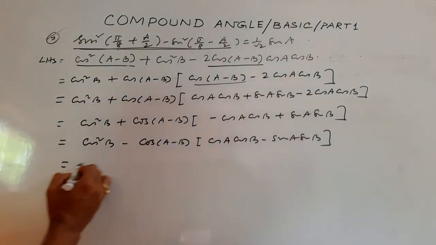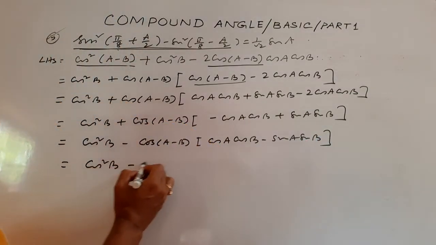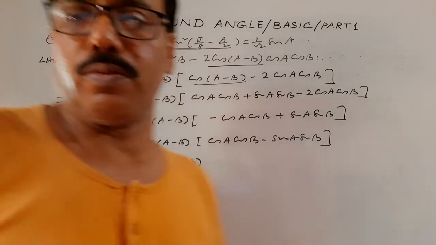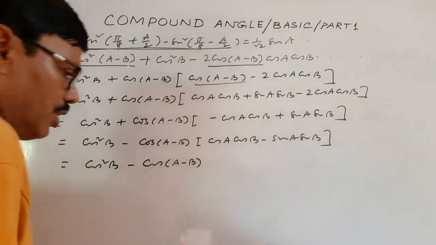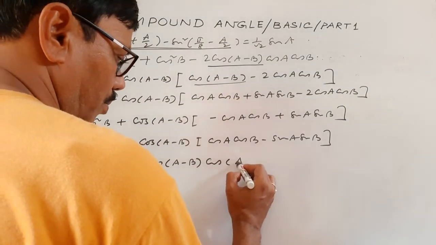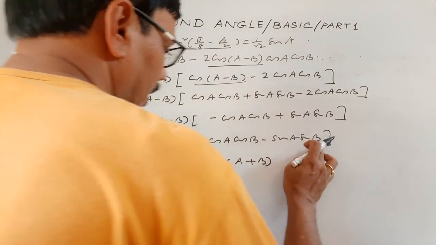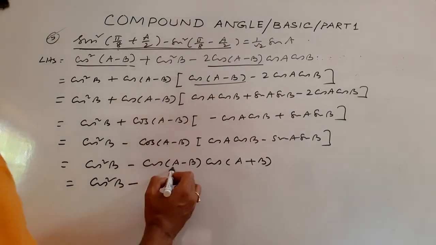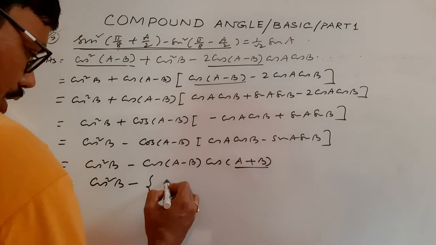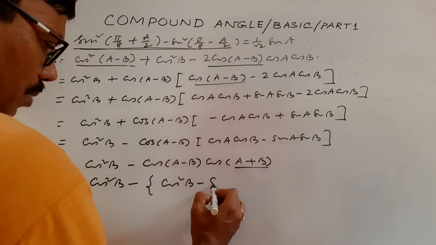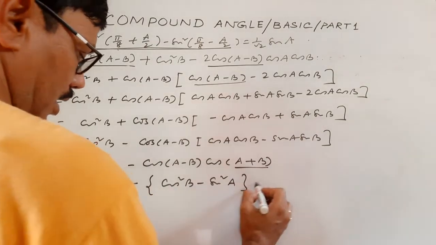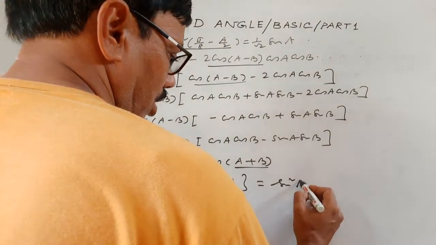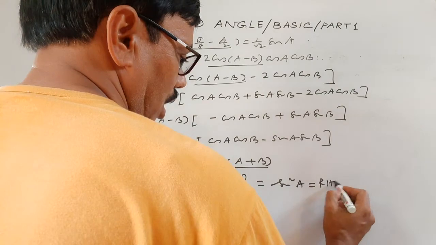Now this is a well-known formula. Trigonometry is application of formulas. So this is cos(A plus B). Now cos(A plus B) into cos(A minus B) equals cos square B minus sin square A. So cos square B cancels, sin square A equals RHS.